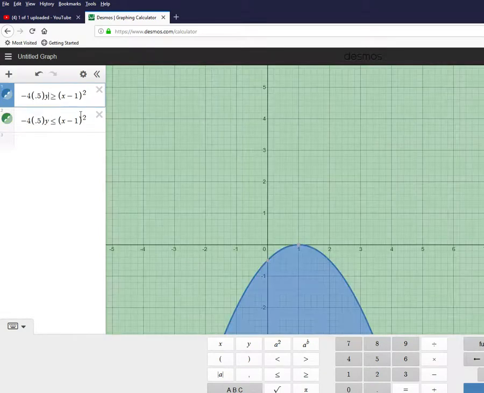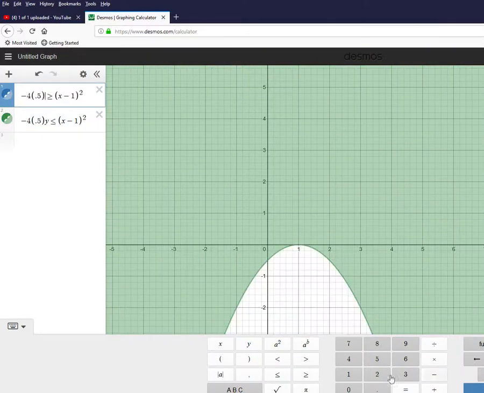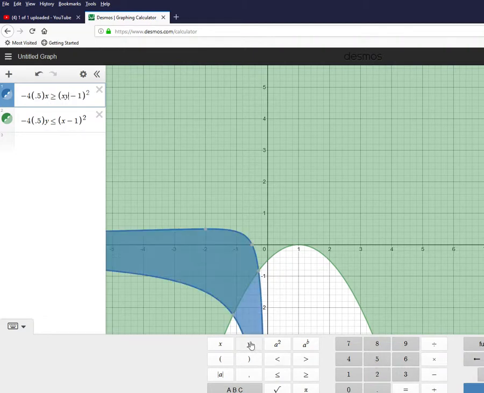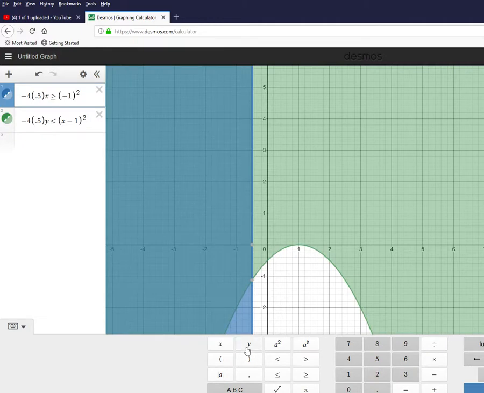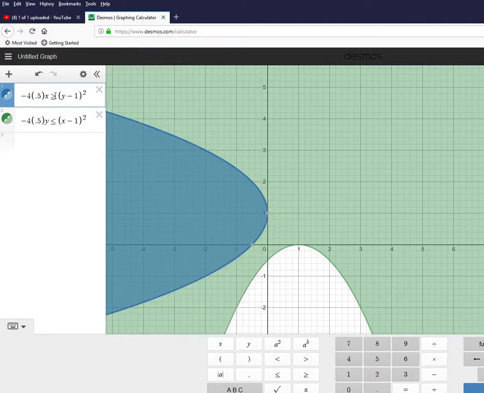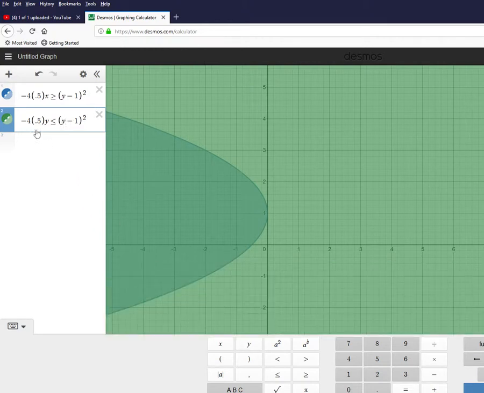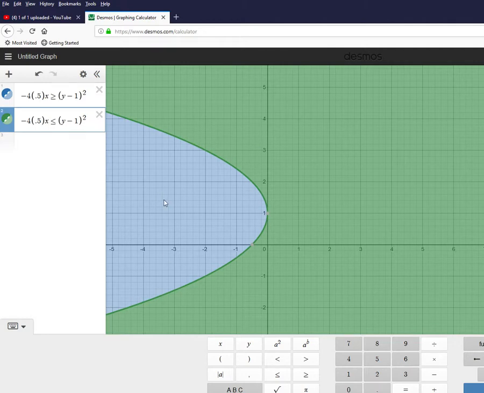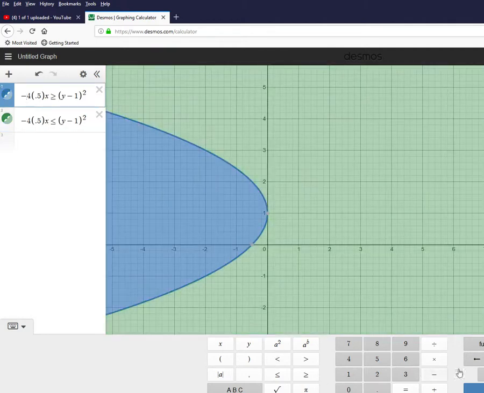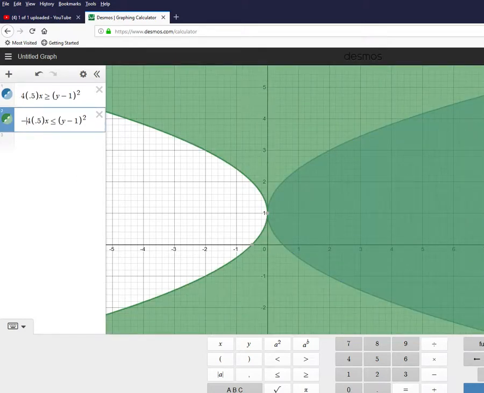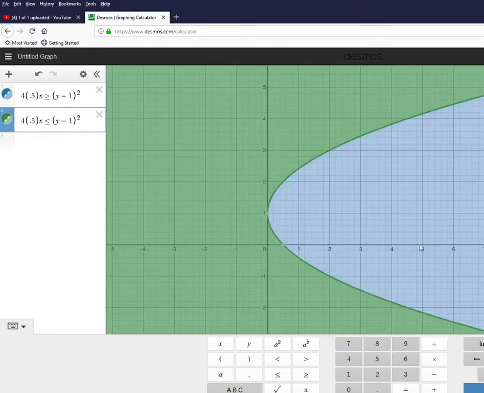So now what if I make it a horizontal parabola? So this one becomes x, and this one becomes y. So now I have a horizontal parabola. Greater than is shading inside the parabola. What about less than? Boom. Less than is outside, greater than inside. Again, what if I flip it around? Flip it around again. Boom. Look at that. Greater than inside the parabola, less than outside the parabola. So now we have our rule.